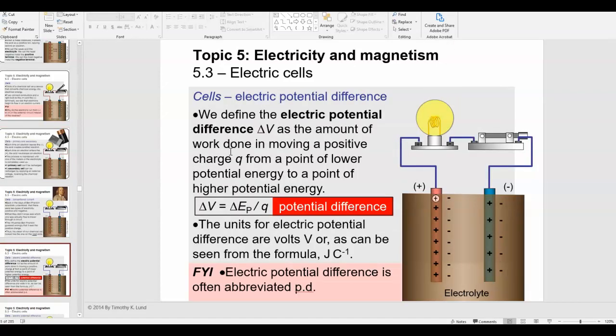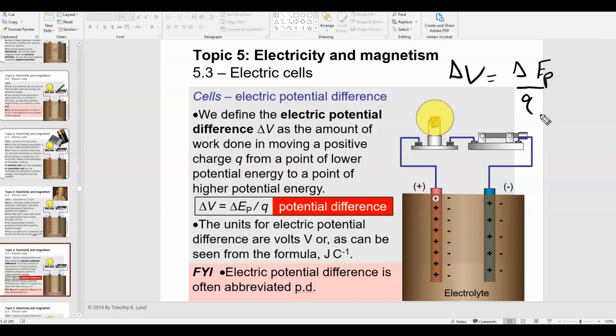Now, this we've seen before. The electric potential difference, delta V, is defined as the amount of work done in moving a positive charge Q from a lower electric potential energy to a higher electric potential energy. I think maybe we wrote it before in terms of the work needed to move the charge. Either way, this is basically how electric potential difference is defined. It is the electric potential energy per unit charge.